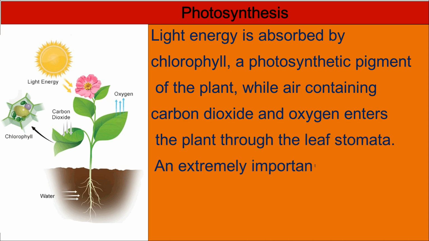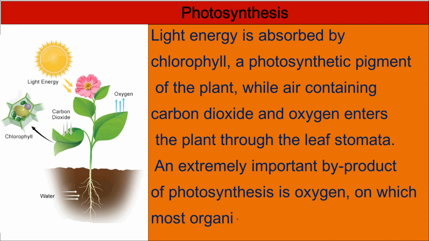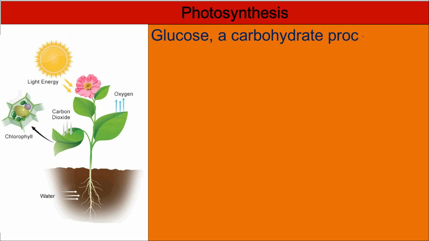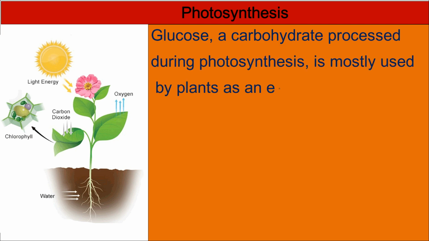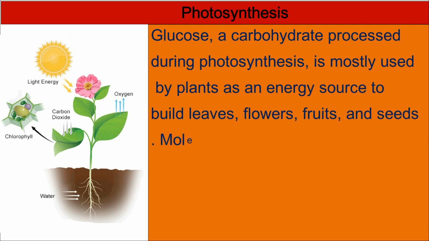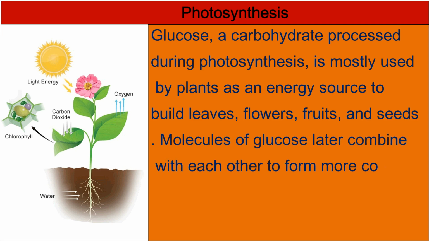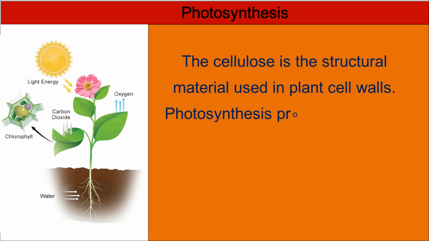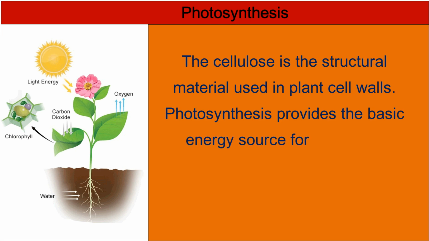An extremely important byproduct of photosynthesis is oxygen, on which most organisms depend. Glucose, a carbohydrate processed during photosynthesis, is mostly used by plants as an energy source to build leaves, flowers, fruits, and seeds. Molecules of glucose later combine with each other to form more complex carbohydrates such as starch and cellulose. The cellulose is the structural material used in plant cell walls. Photosynthesis provides the basic energy source for virtually all organisms.